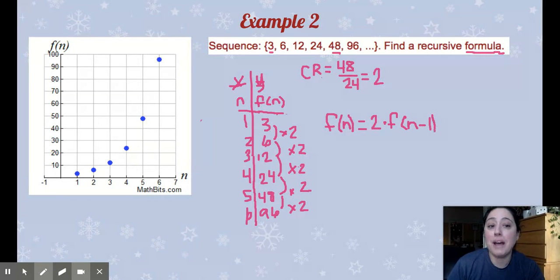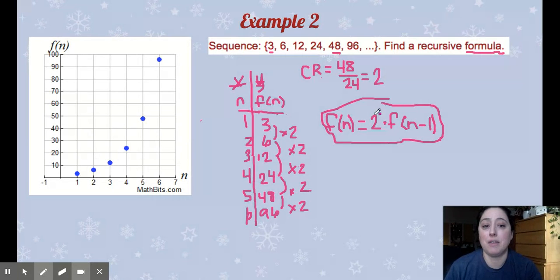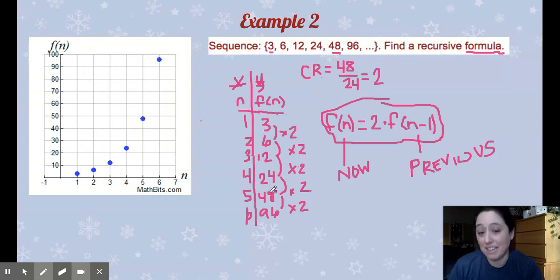Okay, so go back, look at your notes. This is your recursive formula, your recursive function, and I can use this for any of them, right? So if this is my now, and this is my previous, and remember, previous is the one that comes before, then that means that any number I'm on, so let's say 48, is equal to 2 times the number that comes right before it, 24, right? So 2 times 24 is 48.